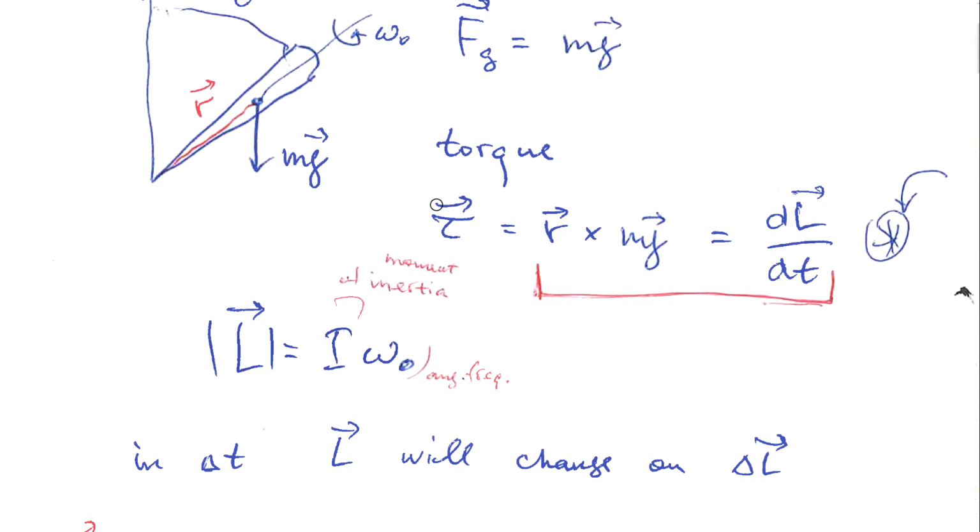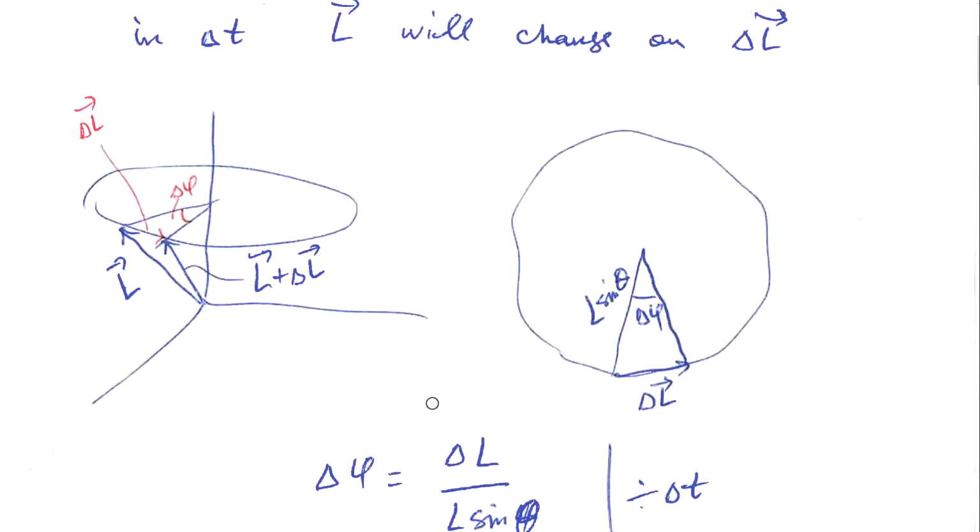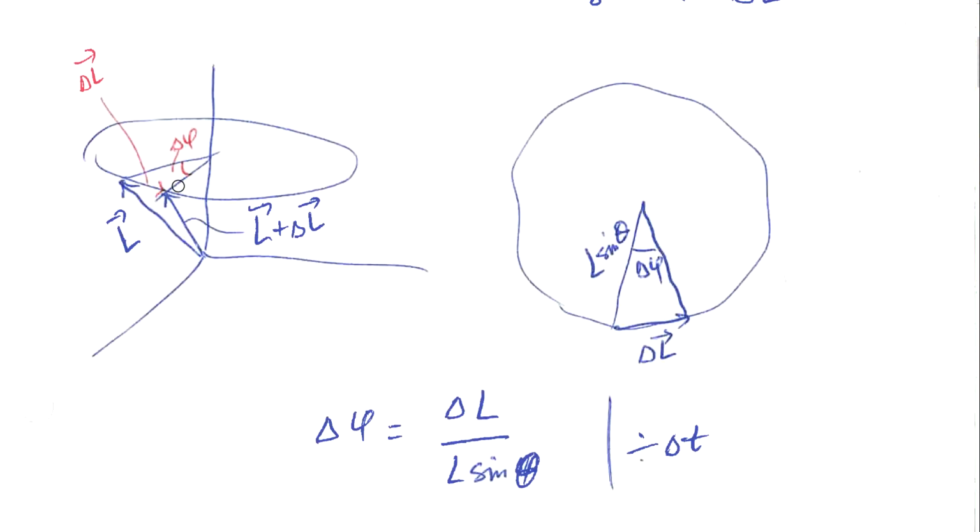Then we decided to relate the torque applied to the angular momentum, which is related to the moment of inertia. Now we decided to see how things are changing in time. So this is the angle. The position of the angular momentum changes with time by an angle phi here, and the angular momentum changes, obviously. This simple geometry allows us to write that delta phi is equal to delta L over L sine theta. This is just a geometric relationship between delta phi, delta L, and L sine theta.